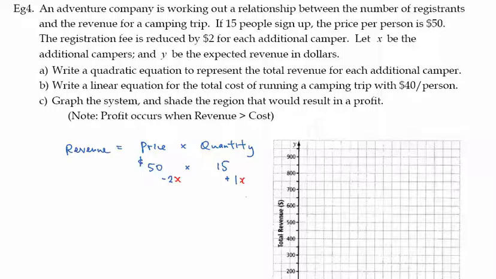So this is how I set up the equation. My new equation is now (15 minus 2x) times (15 plus x). This is the revenue equation.